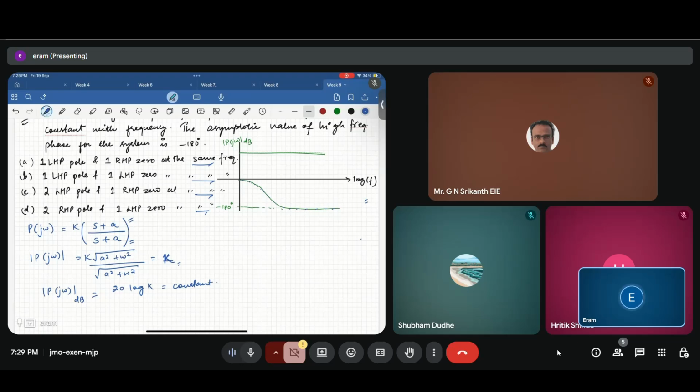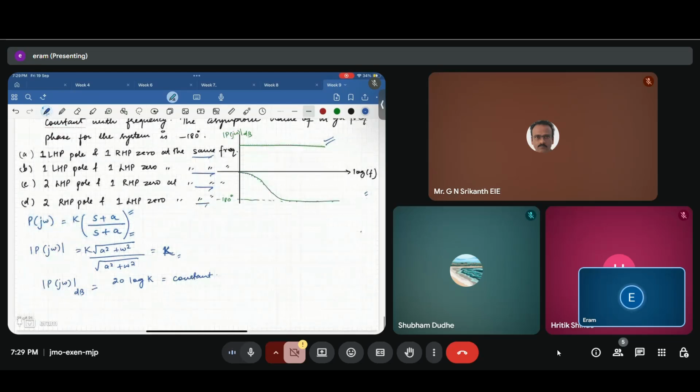So this is one possibility where we have one pole and one 0, and both are at the same location. In that case also the magnitude will be constant, because the numerator and denominator magnitudes will cancel each other and we will be left with a constant term, and its magnitude in dB will also be constant. So the magnitude plot in the Bode plot will be a constant, just as given here. So the one option is that we have one pole and one 0 at the same frequency.